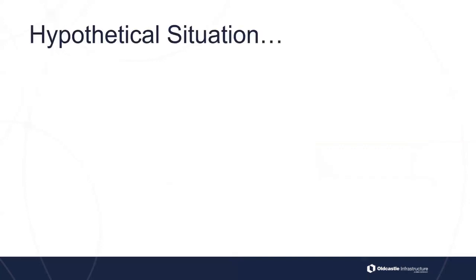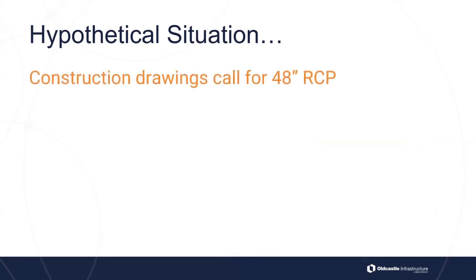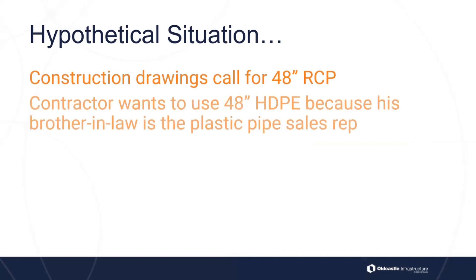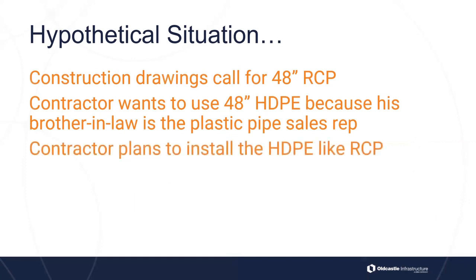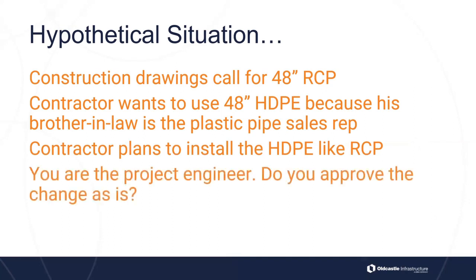So if we go back to our hypothetical situation that we posited last webinar and revisited at the beginning of this one, the construction drawings call for 48 inches of RCP. The contractor wants to use 48-inch HDPE because his brother-in-law is the plastic pipe sales rep. So the contractor plans to install the HDPE just like RCP because he says, well, pipe is pipe and we can install them the same. So you're the project engineer. Do you approve the change as is?